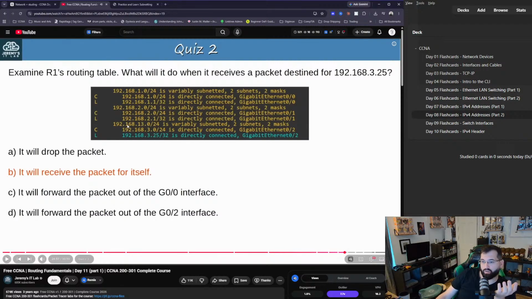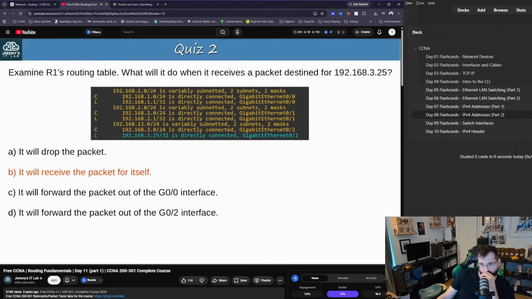I don't understand how we went from 192.168.13.0/24, which means that these bits in 13 are supposed to be frozen, but yet we're directly connected to 192.168.3.0/24. That doesn't make any sense. These bits are supposed to be frozen, but very clearly they're not. These bits are frozen. These bits are frozen. The IP address is configured on its G0/2 interface. So, packets destined for 3.25 are destined for R1 itself.